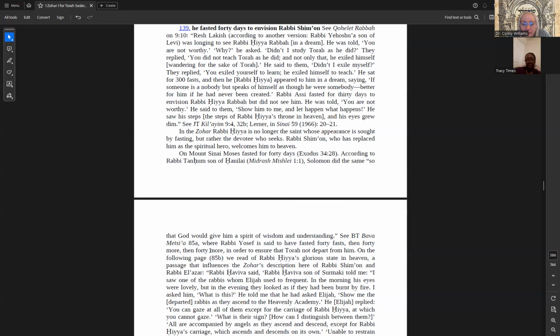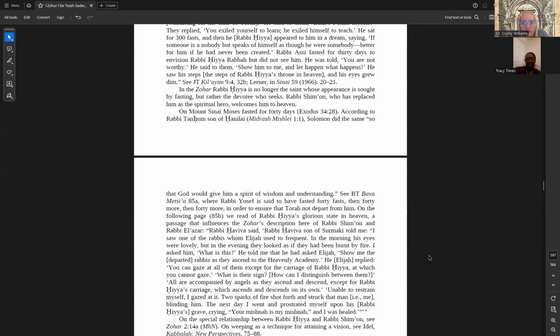Rabbi Chaviva, son of Surmaki, told me, "I saw one of the rabbis whom Elijah used to frequent. In the morning, his eyes were lovely, but in the evening, they looked as if they had been burned by fire. I asked him, what is this?" He told me that he had asked Elijah, "Show me the departed rabbis as they ascend to the heavenly academy."